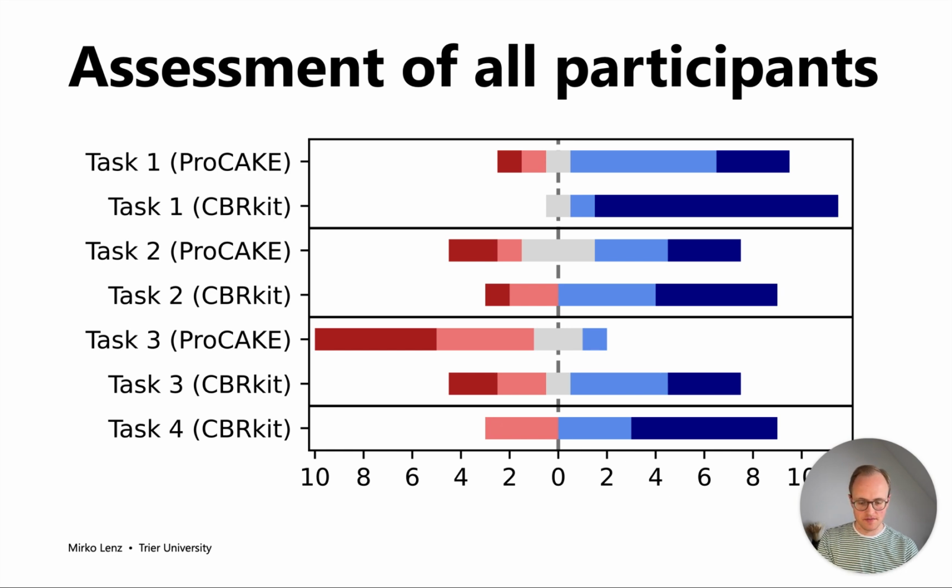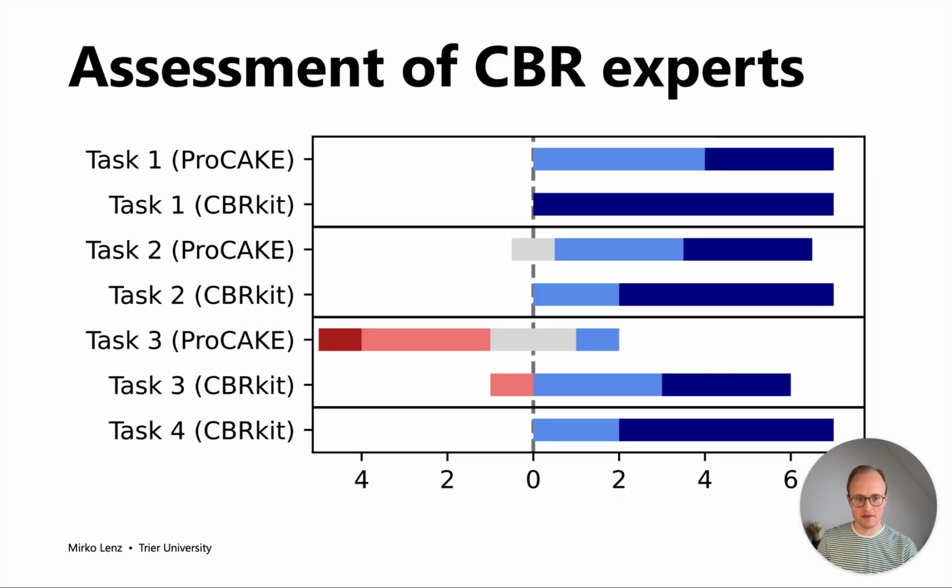If we only consider the assessment of CBR experts, we get a bit different picture here. So we see that in both task 1 and task 2, so defining the query and the similarity measures, CBRkit comes out ahead. And even for CBR experts, it was hardly possible to do the MAC/FAC retrieval in ProCake, whereas it mostly worked in CBRkit. And again, the custom similarity function was also possible.